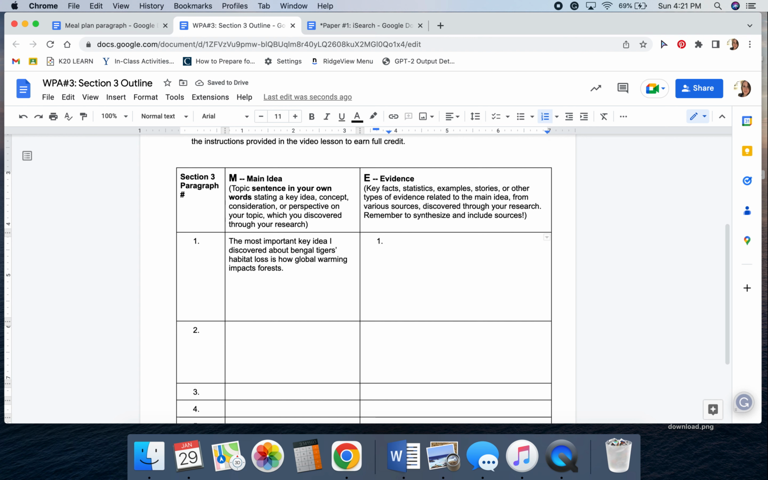So maybe I had like 3 sources that talked about global warming impacting forests. So I'm going to state each of those as a main idea. Here you can use phrases. Maybe those temperature changes result in loss of food chain things. Okay, since I'm making this up, I obviously don't know what I'm talking about. You will know what you're talking about based on your research, so make sure yours actually makes sense.